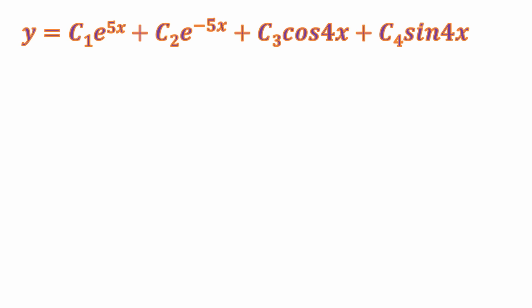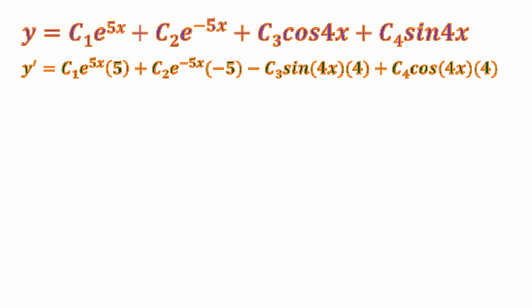So this is the y, and now we want to know the first derivative so that we can create another equation. So for the first derivative, we're going to derive each term. So e raised to the 5x times 5, that's the derivative of e raised to the 5x. The derivative of e to the negative 5x is e to the negative 5x times negative 5. The derivative of cosine is negative sine. The derivative of sine is positive cosine.